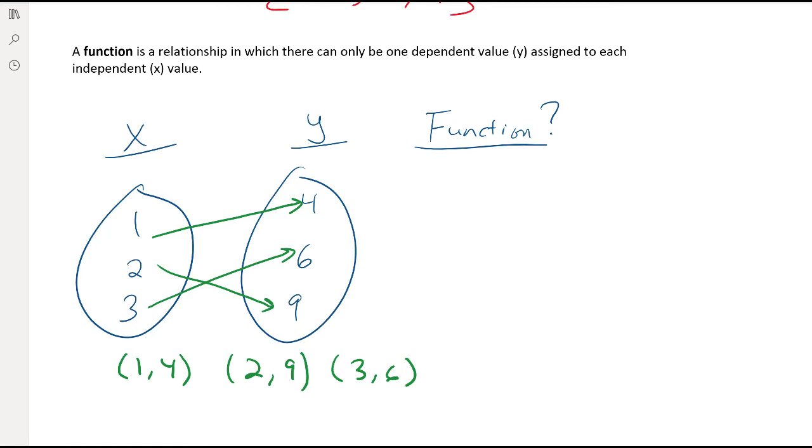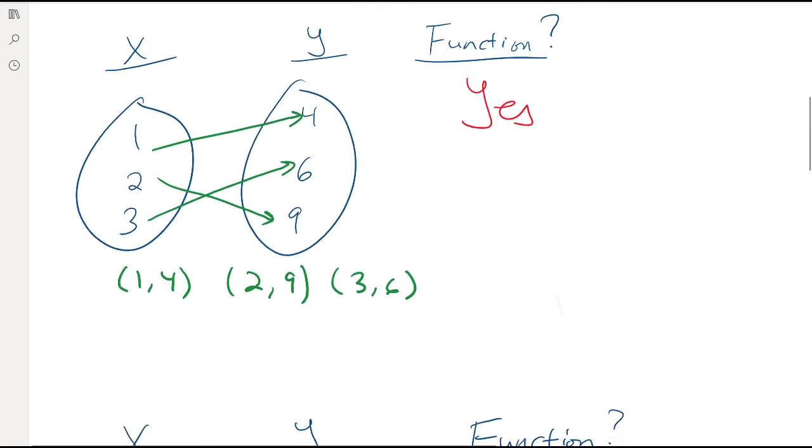The question here is, is this relation indicative of a function? Is it a function? Well, go back to our definition. For each x value, it can only be assigned to one y value. So as we go through, 1 is assigned to just 4, 2 is assigned to just 9, 3 is assigned to just 6. Because of that, it satisfies our definition. Yes, this is a function. There's only one y assignment for each x value.